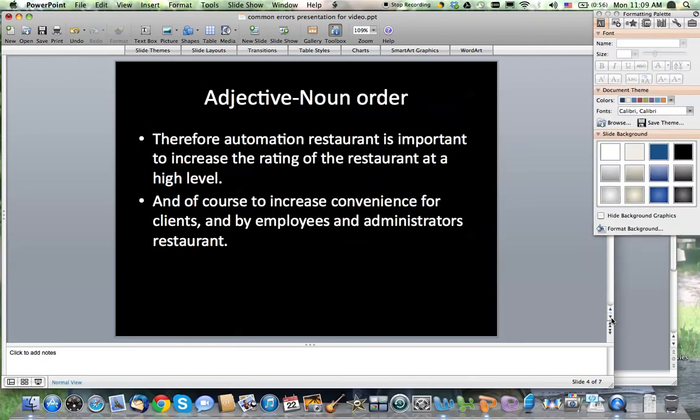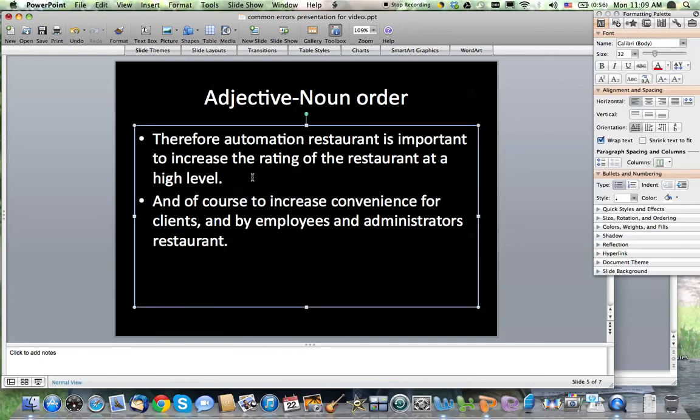So let's go on. Adjective, noun, order. In general, in English, the adjective comes before the noun. Let's take a look at this sentence. Therefore, automation restaurant is important. Now, automation here is the noun, and restaurant is actually functioning as an adjective. So let's move it over here. Therefore, restaurant automation. And now we have a correct adjective, restaurant, and noun, automation.